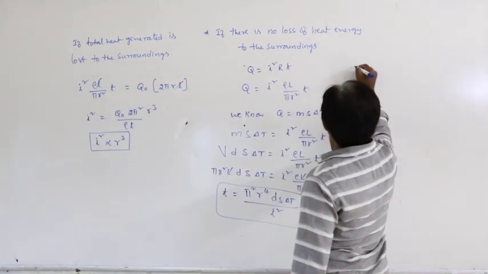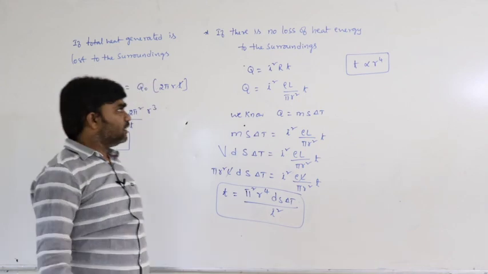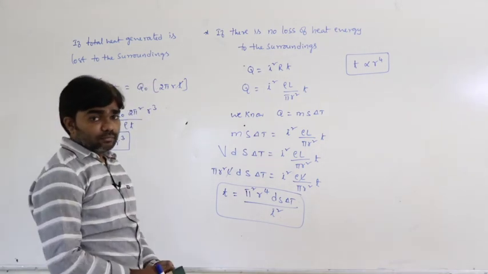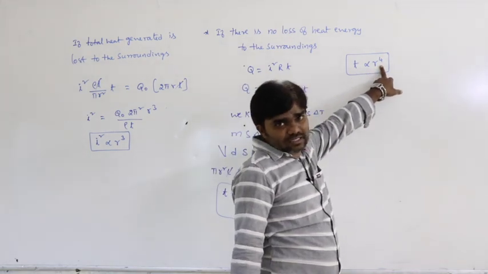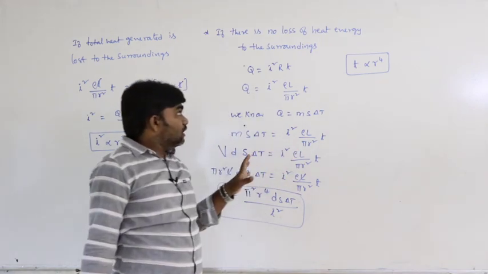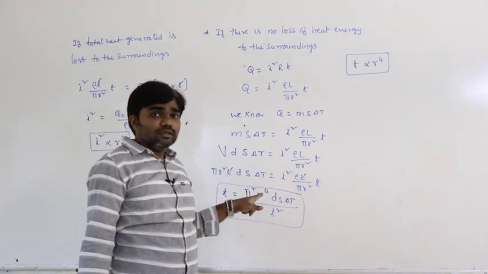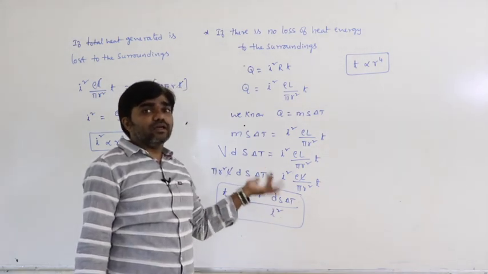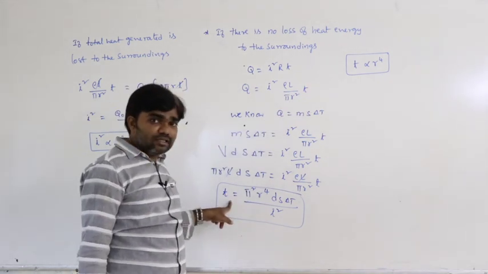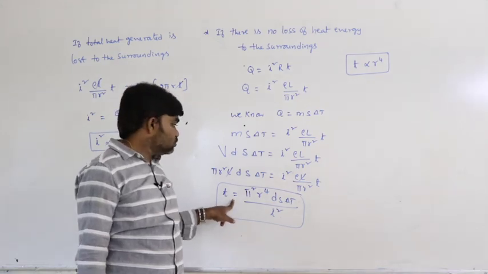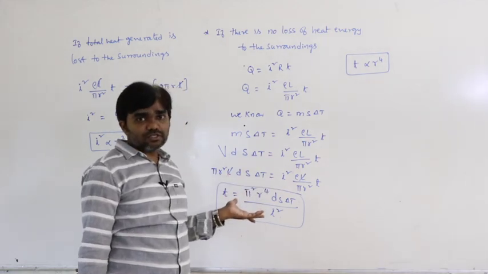So we can write T proportional to r power 4. The time taken to melt the fuse wire is directly proportional to the fourth power of the radius, and it does not depend on the length. For example, if the length of the fuse wire is more, the time taken is also more. That is not correct, because the time taken to melt the fuse wire does not depend on length. Here, length gets cancelled.